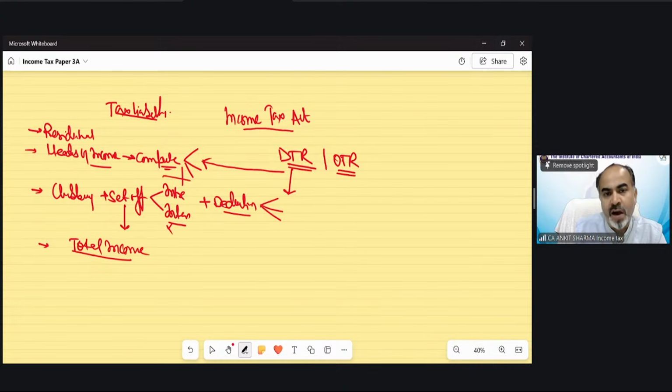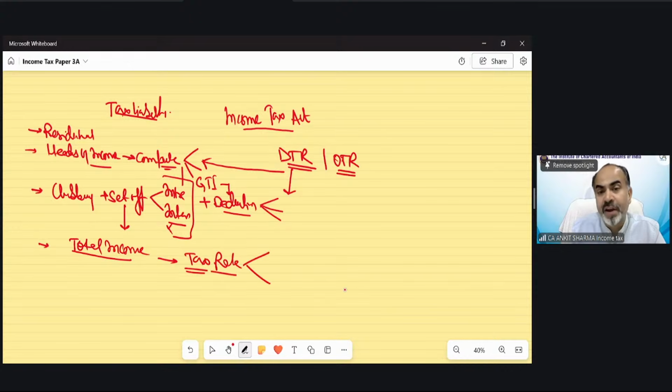Because after set off and clubbing provision, you will get the GTI. And after reducing deduction from GTI, you will get your total income. And then you need to apply tax rates. And there would be 2 kinds of rate. One would be as per person wise, that means slab rate, which would be applicable on person wise.